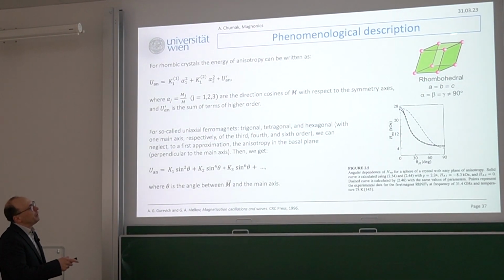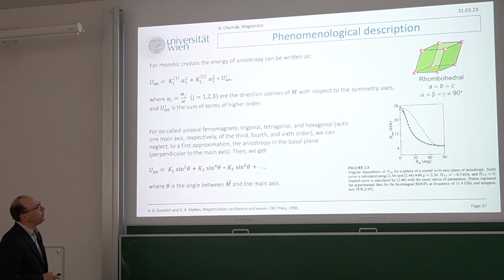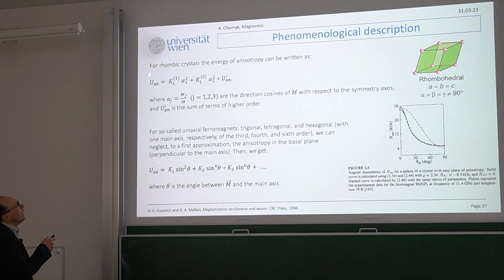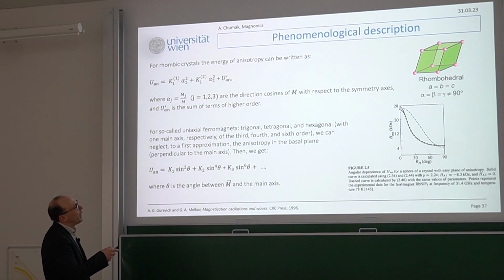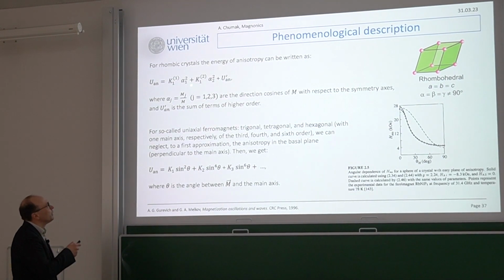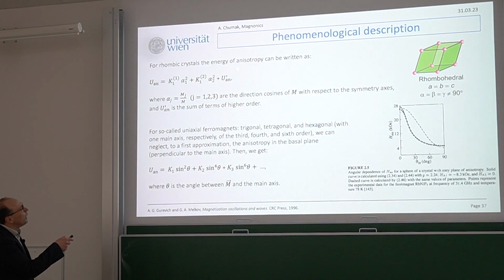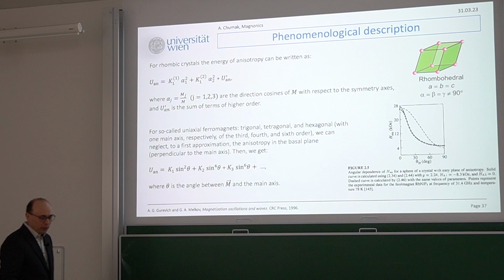For example, if you're speaking about a rhombic structure, like it's shown here, then A, B, and C are not equal, and alpha, beta, gamma are not equal to 90 degrees. Then this energy of anisotropy can be written in the following way: K11 alpha 1 squared, K12 alpha 2 squared, plus some other terms. What is this alpha? It's the cosines of m with respect to the symmetry axis. So we can find it as m_j divided by m. So you have such a way to define your anisotropy in a rhombic system.